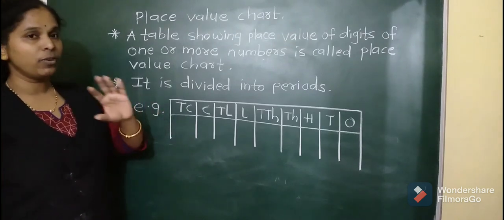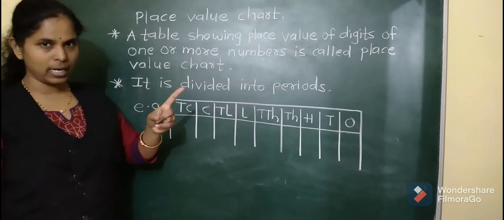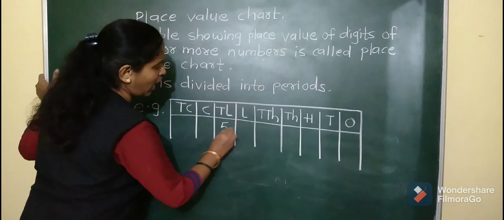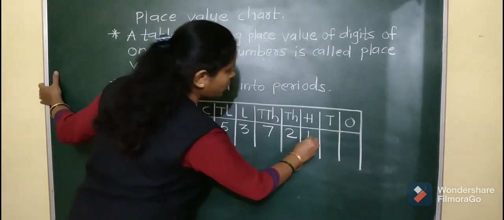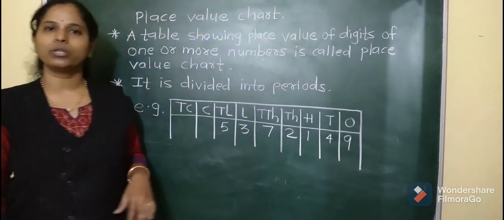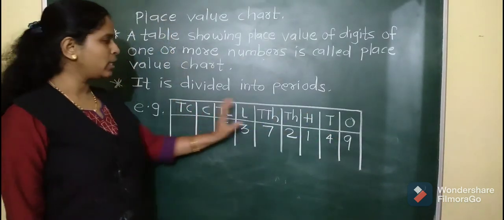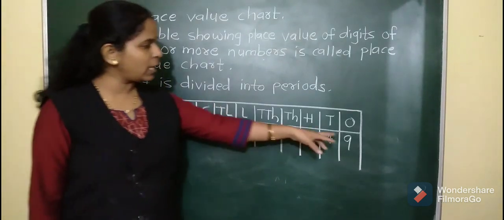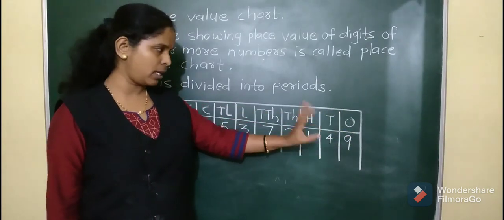Okay. First, we will take a 7-digit number. Now a 7-digit number starts with the 10 lakhs place. So one example we will take is 53 lakh 72,149. See, I have written this given number by using this chart, and this is nothing but the place value chart, because clearly we can see 9 is at the one's place, so the place value of 9 is 9.